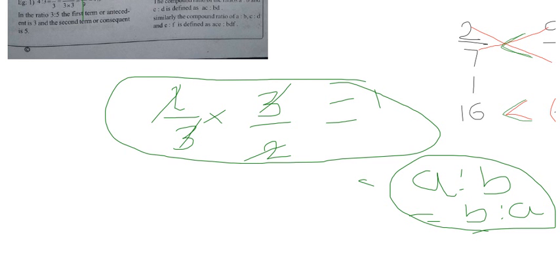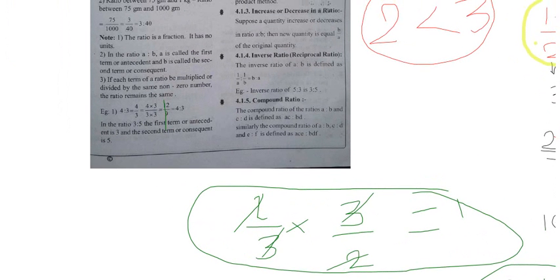Now I hope you all know that. What is the inverse ratio? What is the meaning of the inverse ratio, guys? The inverse ratio is nothing but, if there is a ratio A is to B, then its inverse is B is to A. How does B is to A come? Now I will show you that.